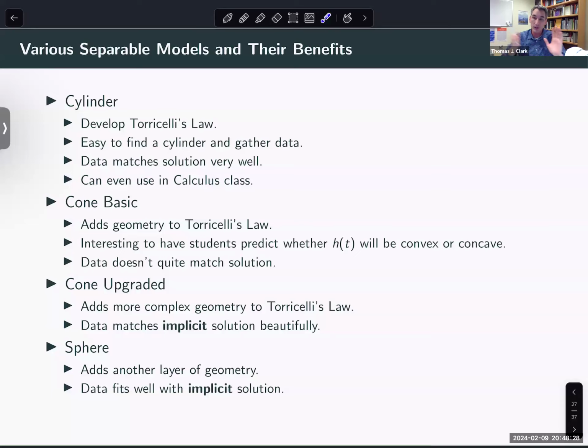So those are the motivation, the three examples. And to me, if you're teaching separable differential equations anyway, why not do examples that are meaningful, right? So that's my opinion on it.